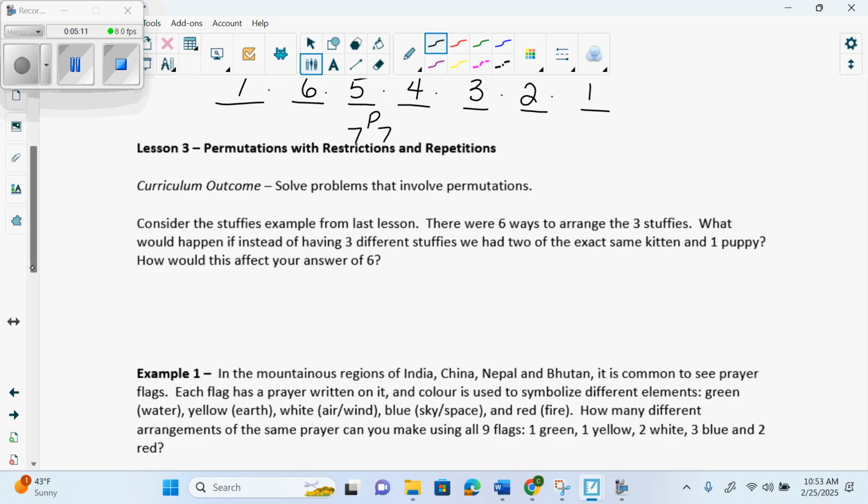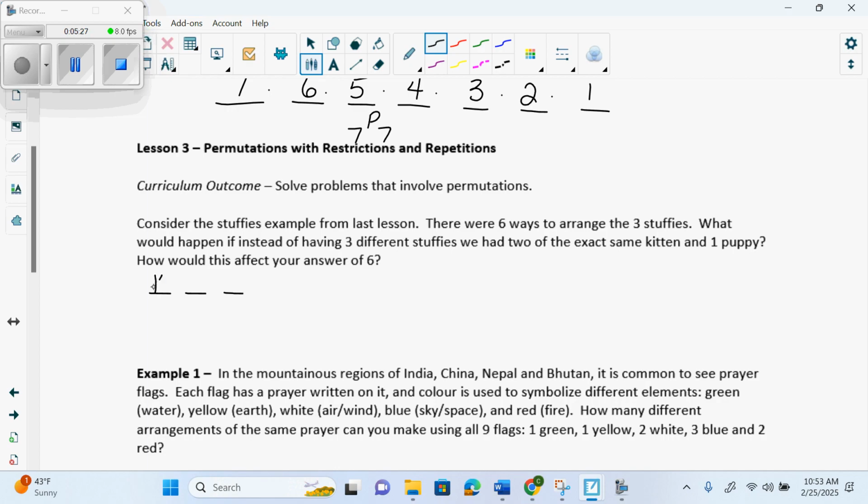And we arranged them, right? We put them in order. We lined them up. What would happen if instead of having 3 different stuffies, we had 2 of the exact same kitten and a puppy? Okay? So when we did the other ones, we know the other one was 6, correct? We had 6 different.